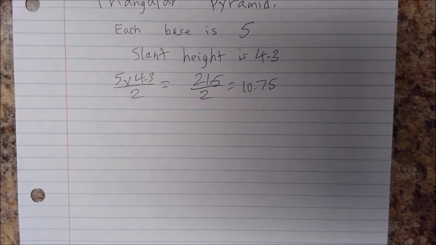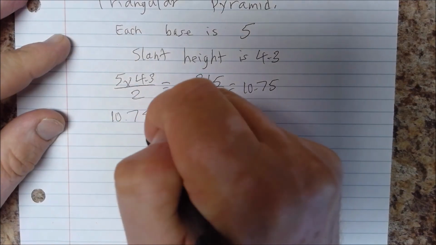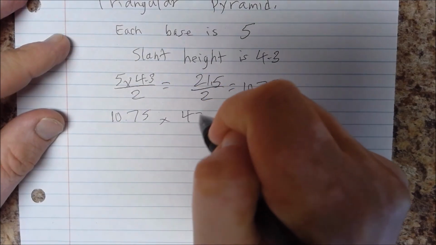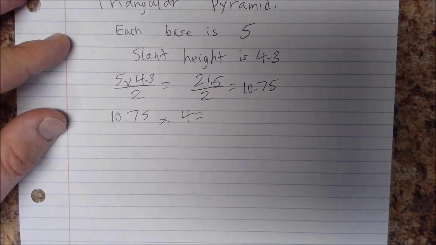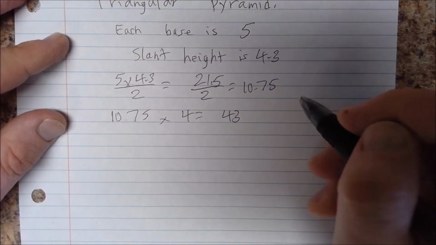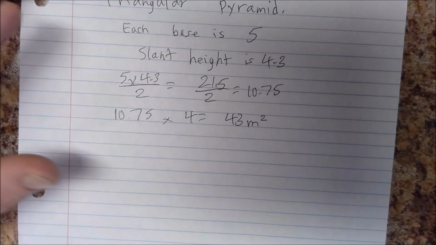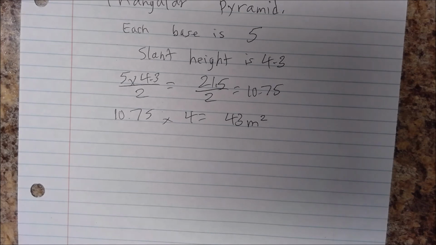How many triangles have we got? We've got 4. 10.75 times 4. 43 meters squared. That, by the way, is a big pyramid. A square meter is big, right? 43 square meters, that's a pretty fair sized pyramid. You could fit a few pharaohs into that one.